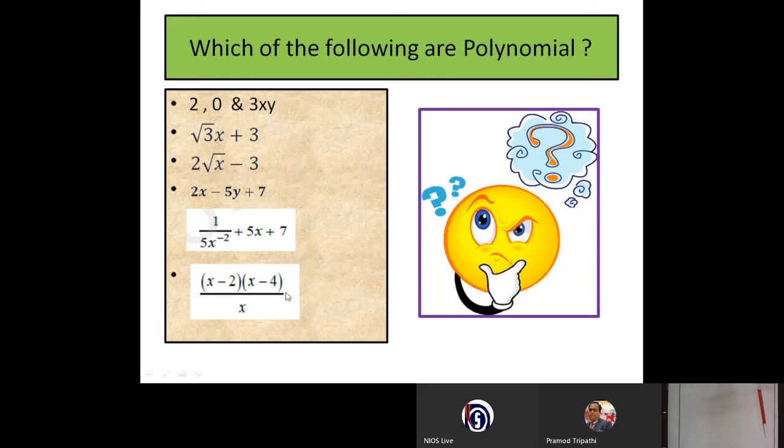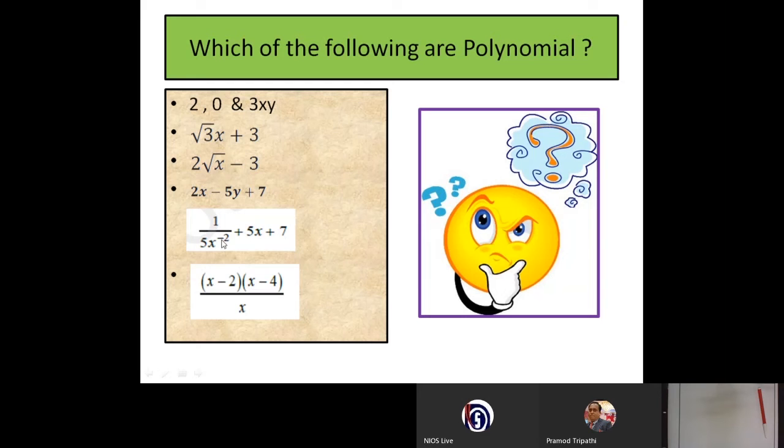So again, we discuss it. 2, 0, and 3xy, all three are polynomials. The second case is also a polynomial. But in the third case, the exponent of the variable becomes a rational number, because x is raised to the power 1 upon 2. 1 upon 2 is a rational number, not a whole number. Hence, it is not a polynomial. In the case of 2x minus 5y plus 7, x and y are the variables, and both of them have the exponent as a whole number here.